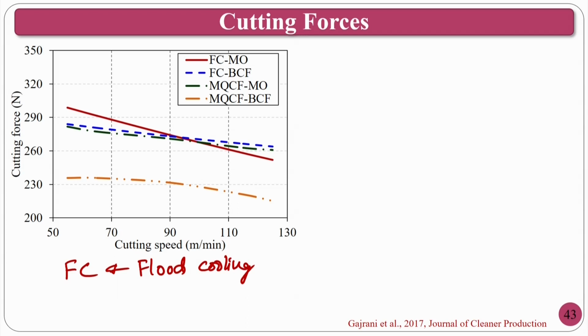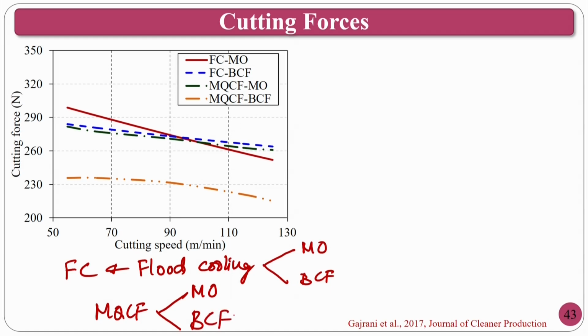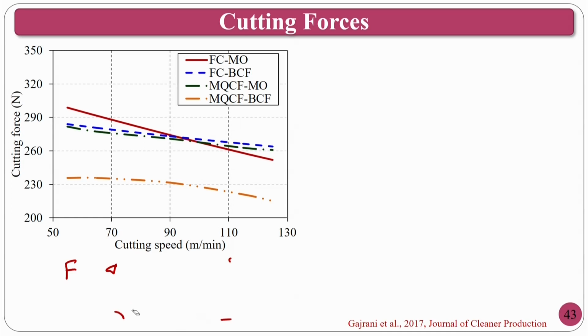So in flood cooling, two types of cutting fluids are used, that is mineral oil as well as BCF. In MQCF also you have used two types, one is mineral oil, another one is bio cutting fluid. Okay, that should be noted here. Okay, let me erase, because in the next slide you will get all the things. That is about all the graphs will be compared like that.